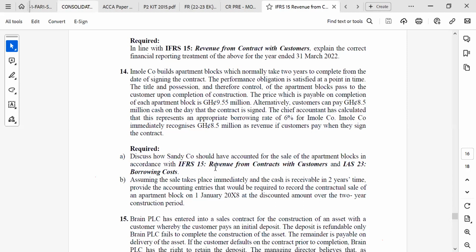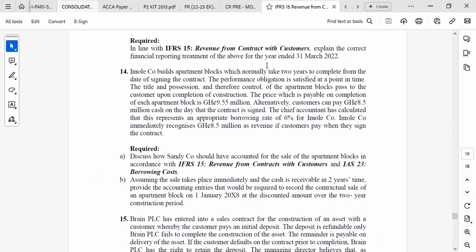In accordance with IFRS 15, revenue from contracts with customers, and IAS 23, borrowing cost. And B, assuming the sale takes place immediately and the cash is received in 2 years' time, providing the accounting entries that will be required to record the contractual sale of an apartment block on 1st January 20x8 at a discounted amount over the 2-year construction period.